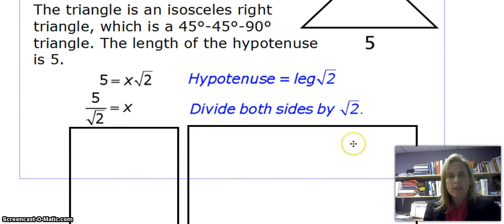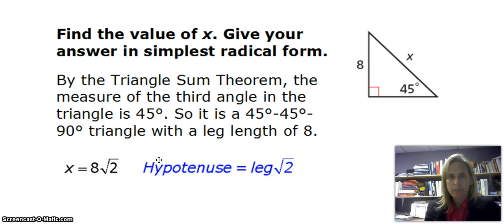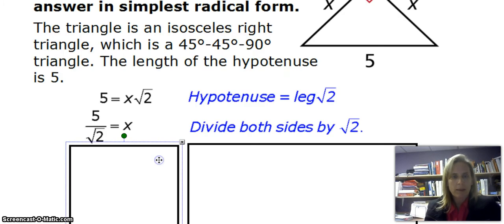Now don't forget, we can't leave it this way. We've got to rationalize the denominator. And when we do, we multiply top and bottom by square root of 2. Oops, what did I do? I just erased the entire thing. There you go.